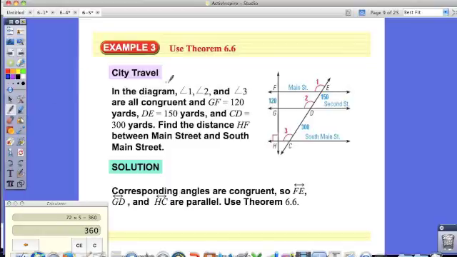So let's use these theorems. In the diagram, angle 1, angle 2, and angle 3 are all congruent. And GF equals 120. DE equals 150. CD is 300. So these are all going to be proportional. You can set this up many different ways. Corresponding angles are congruent, so they're all parallel. Use theorem 6.6. So 150, 300, oh, I can already see that's twice as long. So this is 120. This is going to be 240.